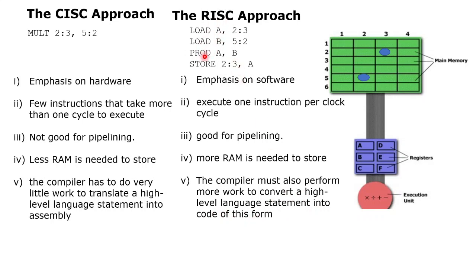If I want to convert high level language to low level language in RISC, very high work is needed to convert this high level language to assembly, where the compiler needs very much work. Why? Because it will generate so many instructions from the high level language. That's why it takes more work to convert from the high level language to this assembly language.